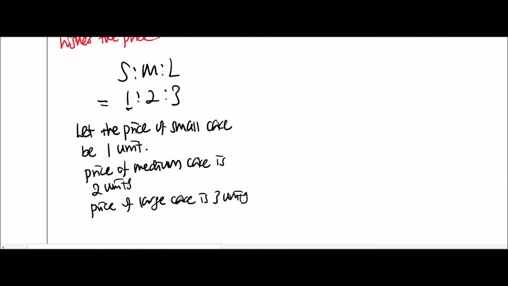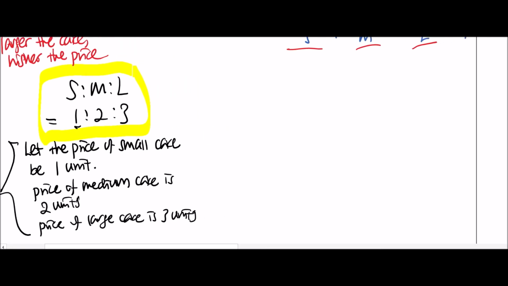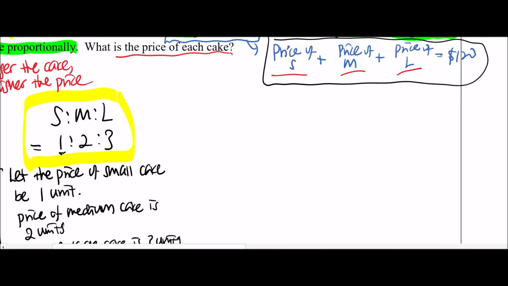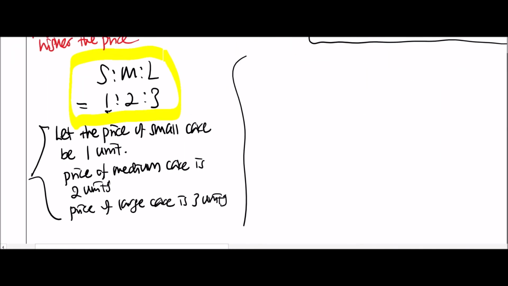Okay, so this is what we obtain from the first information. S is to M is to L is 1 is to 2 is to 3. We obtain this bunch of information. Now what else do we know? This one. Okay, we can make use of this to continue on with the question.